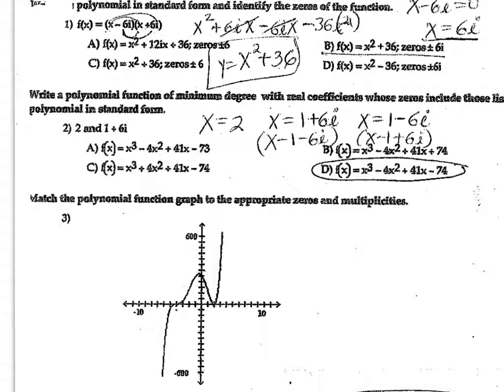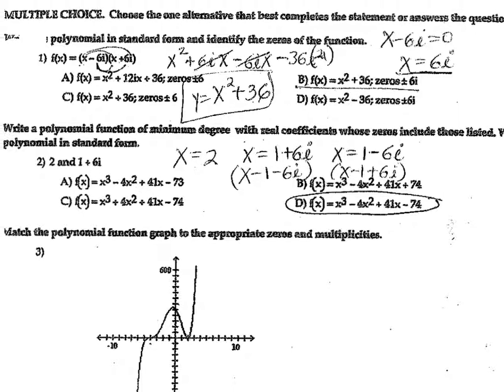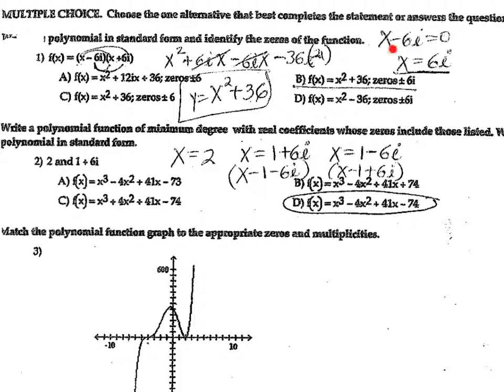And the zeros, well, you let the factor equal 0. When you let the factor, which in this case is x minus 6i, equal to 0 and you solve for x, that's going to be 6i, and then when it's x plus 6i, that becomes negative 6i. So it's positive negative 6i, and the function is B.